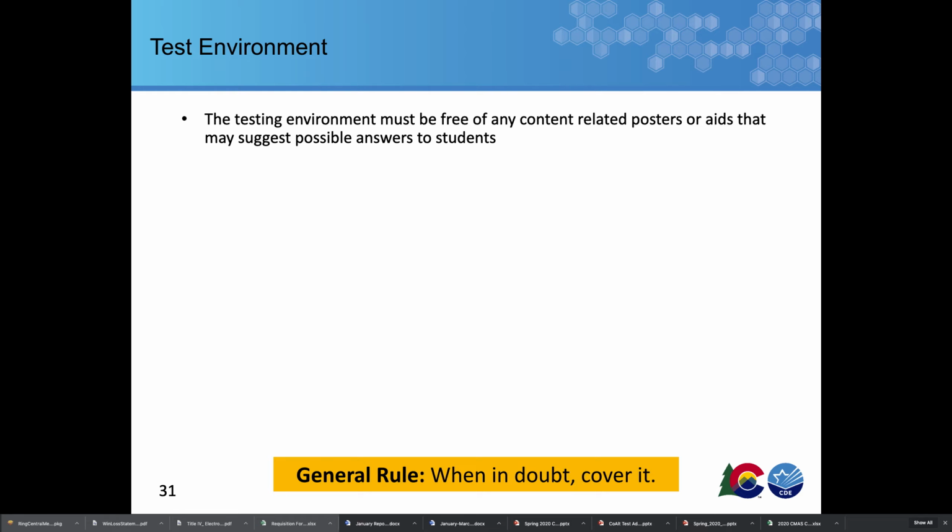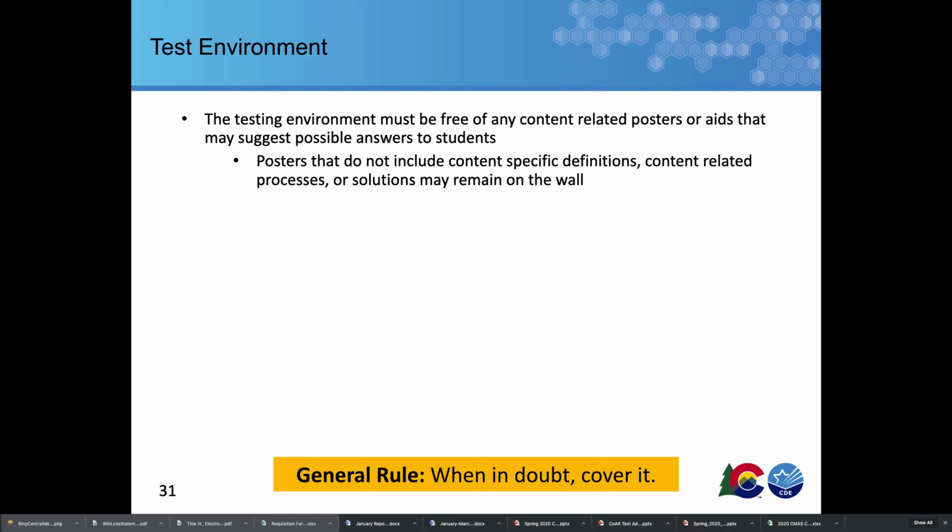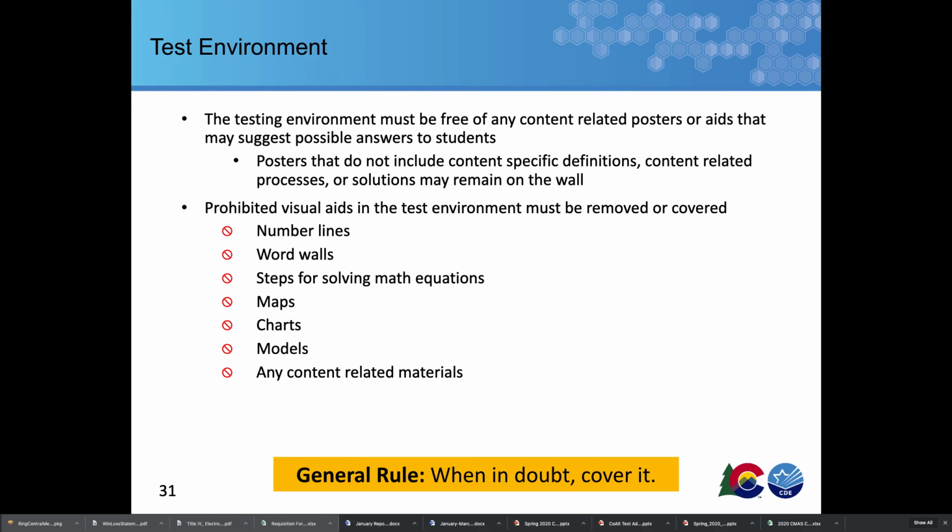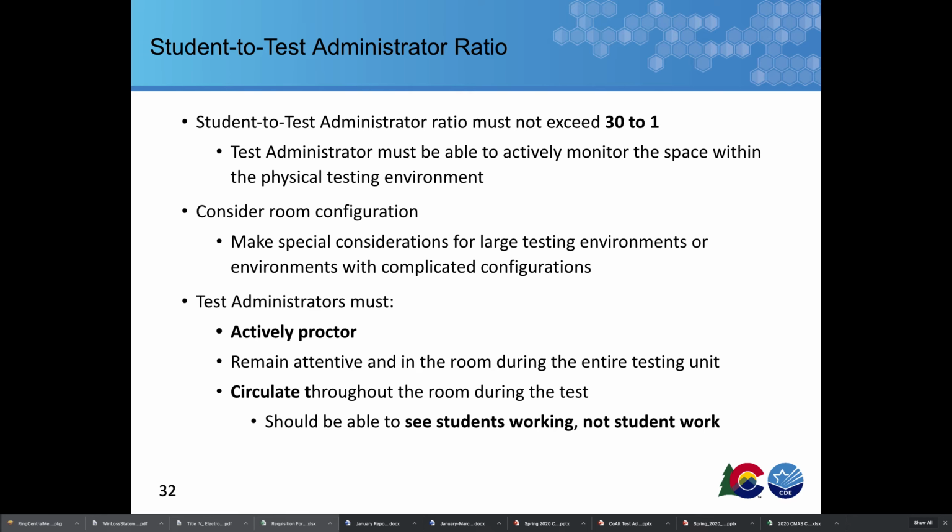Your walls should be free of any content-related posters or aids that may suggest possible answers to students. So any specific definitions, content-related processes, or solutions may remain on the wall. Prohibited visual aids in the testing environment must be removed or covered, such as number lines, word walls, steps to solving math equations, maps, charts, models, or any other content-related material. Any resource that defines, explains, or illustrates terminology or concepts in the area being assessed needs to be covered.